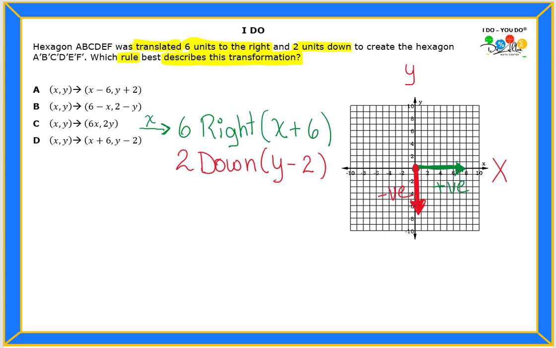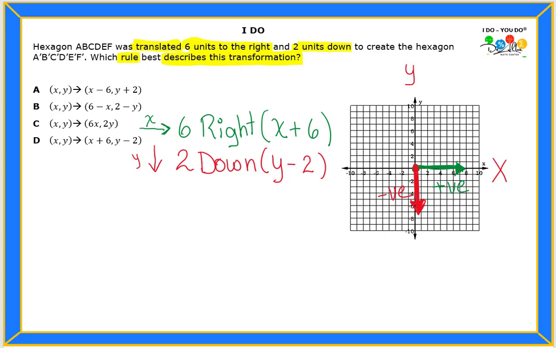And on the 2 down, think about where the arrow is going to go. It's going to be pointing down, right? And if it's pointing down, that kind of resembles the y-axis. So that's the reason why we say y minus 2. Okay, so be careful with that.